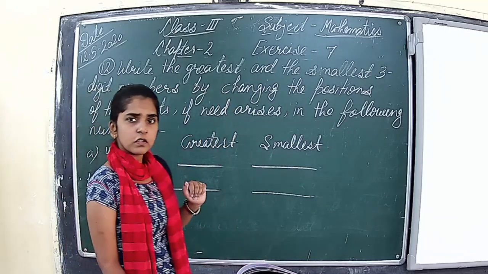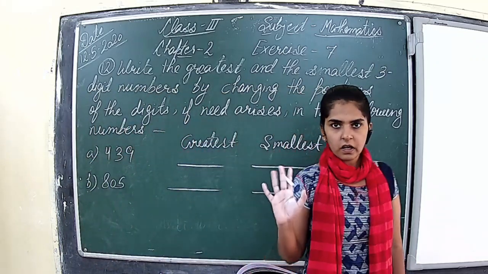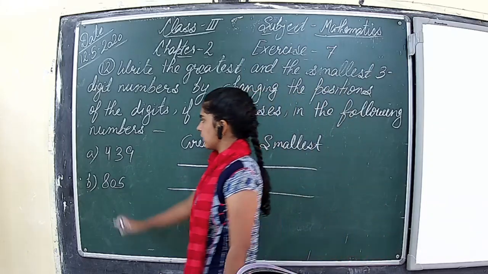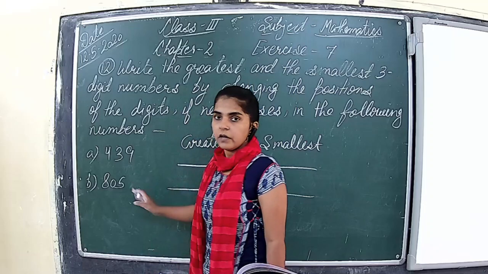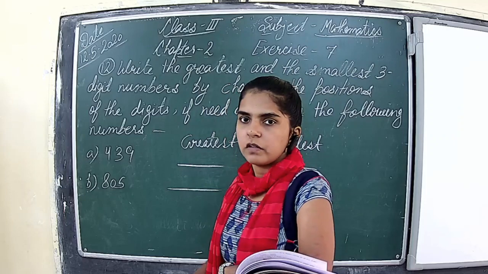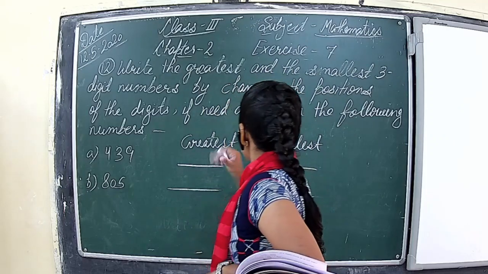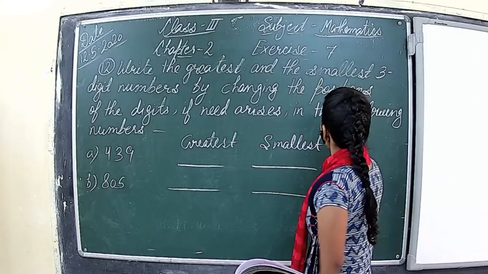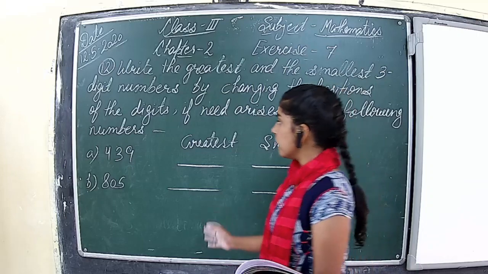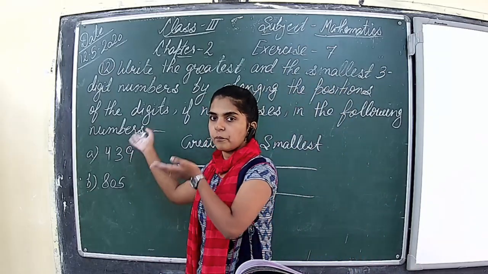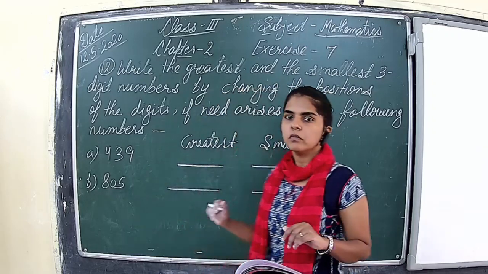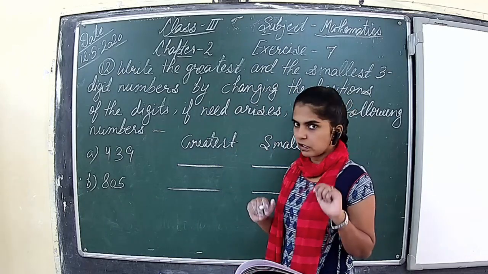So what is the meaning of this question? Here two numbers are given. Not separate digits, two numbers are given. And we want to form the greatest and smallest number by using the digits of these numbers. The question says by changing the positions of the digits. If we need to change the positions of the digits to form the greatest and smallest, then change the position and form the greatest and smallest 3-digit numbers.